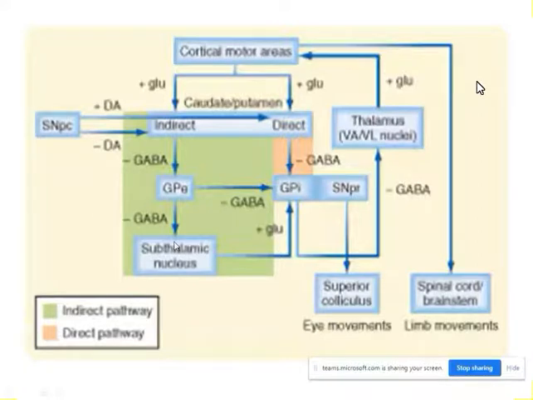Anyone? Please let me know. This was slightly confusing. If you look at here, this is the glutamate, GABA, glutamate, GABA, and GABA. So disinhibition is occurring over the thalamic nuclei for the direct, but the disinhibition is occurring at the level of subthalamic nucleus. Anyone can tell me? Please let me know. Is it clear or not?